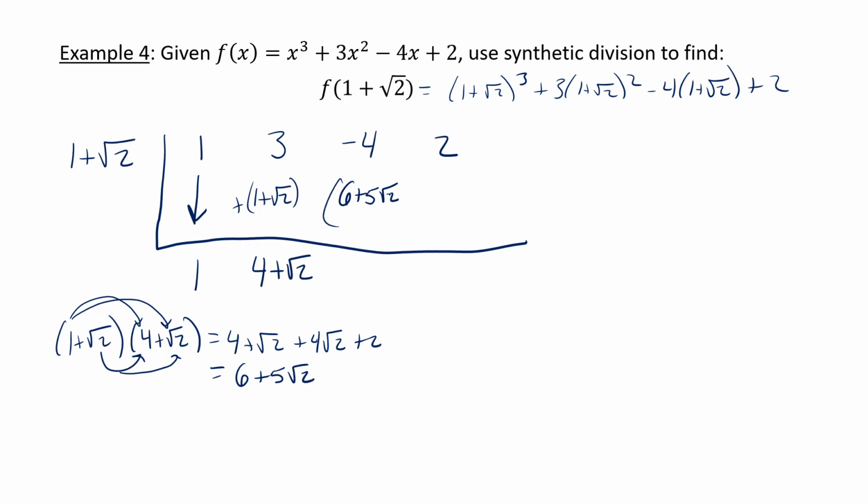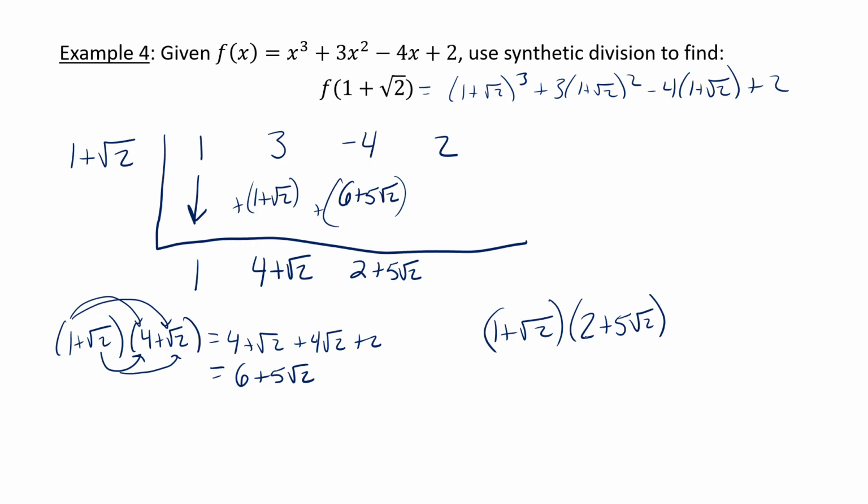Now, I need to add to that negative 4. Well, that's going to give us a 2 plus 5 square root 2. And now I have to multiply that times 1 plus the square root of 2. Okay, well, 1 plus the square root of 2 times 2 plus 5 square root 2.